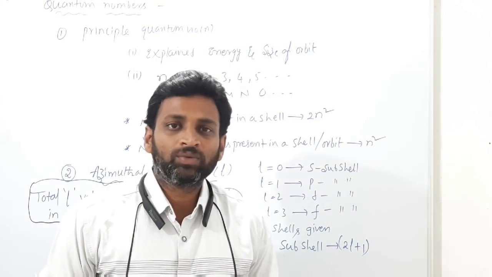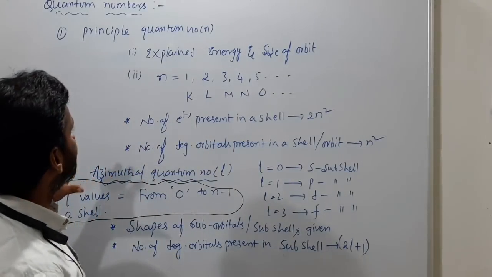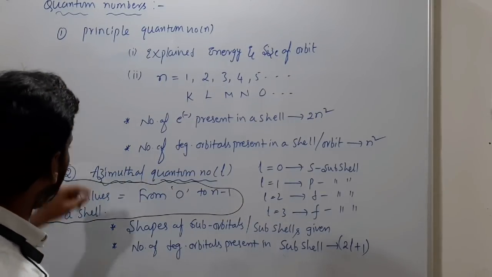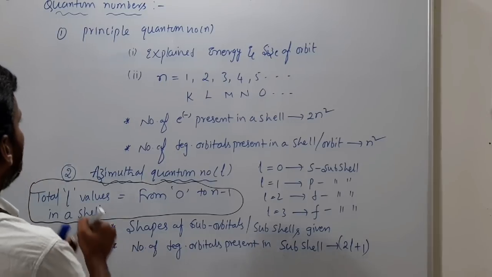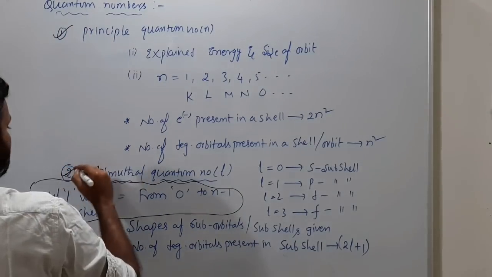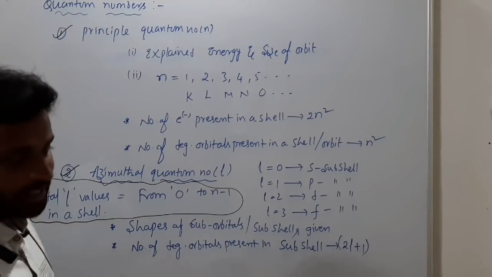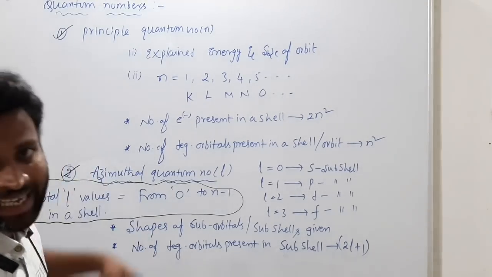Now I'll continue quantum numbers in our new session. Previously we discussed two quantum numbers: one is the principal quantum number and the other is the azimuthal quantum number. I'll explain them for a few minutes, because it's like a small recap.